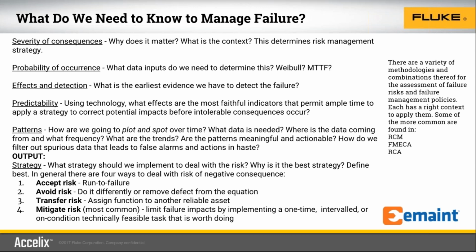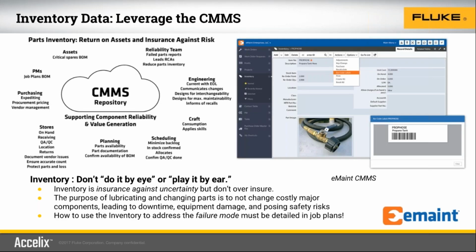Again, what is the consequence? How important is that? What is the impact? Transferring risk, assigning the function to maybe another reliable asset, or mitigating risk. And that's mostly what people do, and that's okay. That's probably the most cost-effective solution.